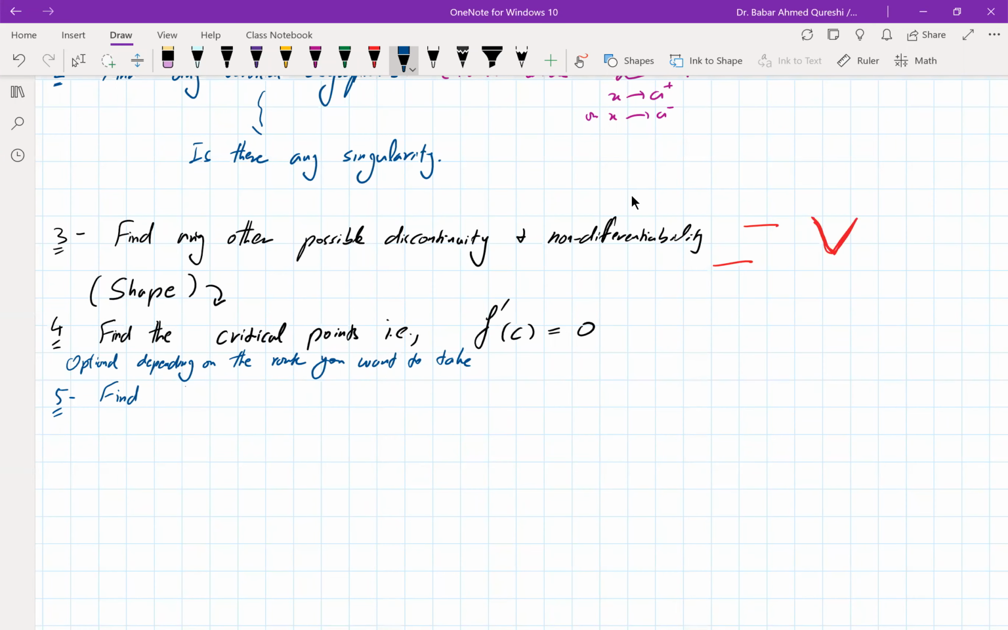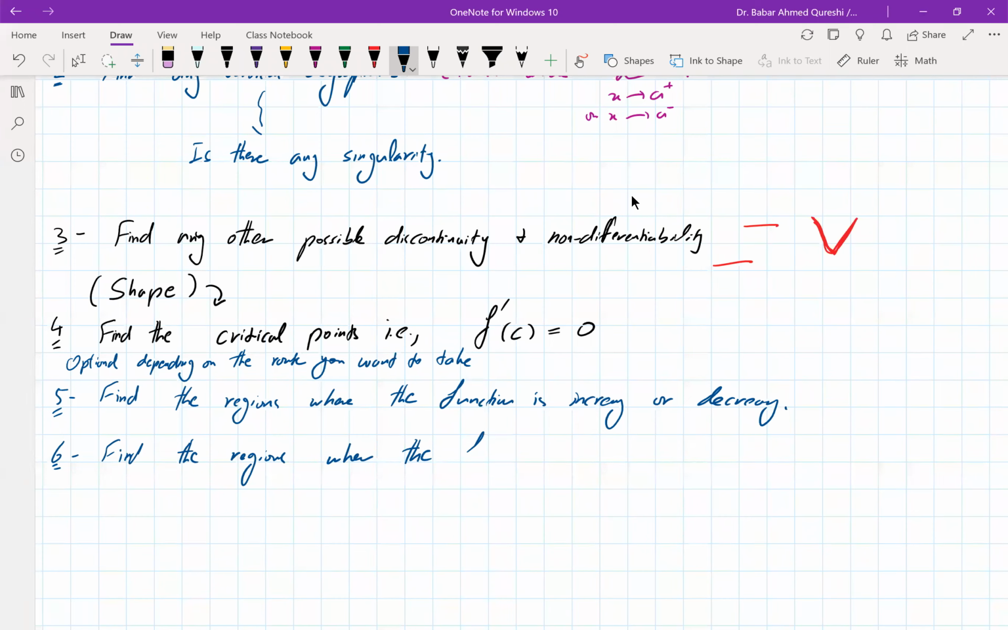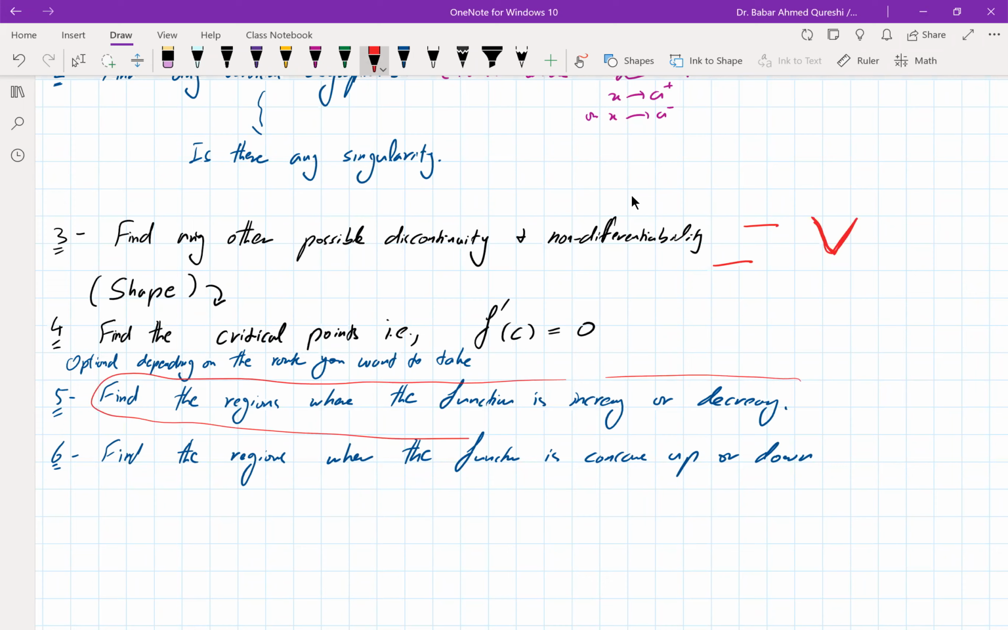So you want to find the regions where the function is increasing or decreasing, then find the regions where the function is concave up or down. So why do I write it as optional? You can do it directly or you can guess from the local minima and local maxima.